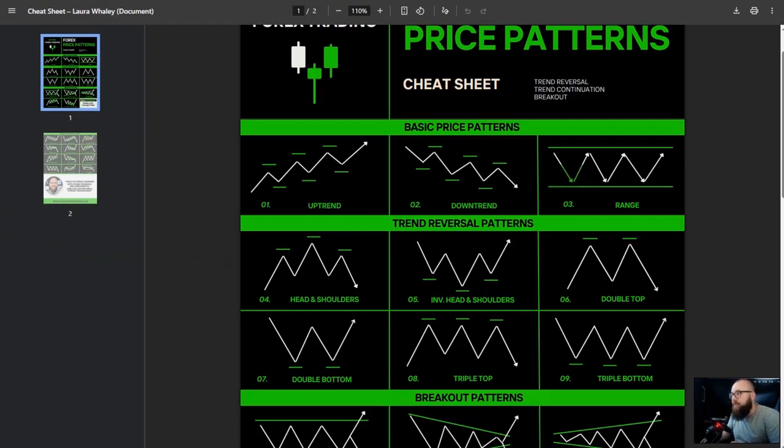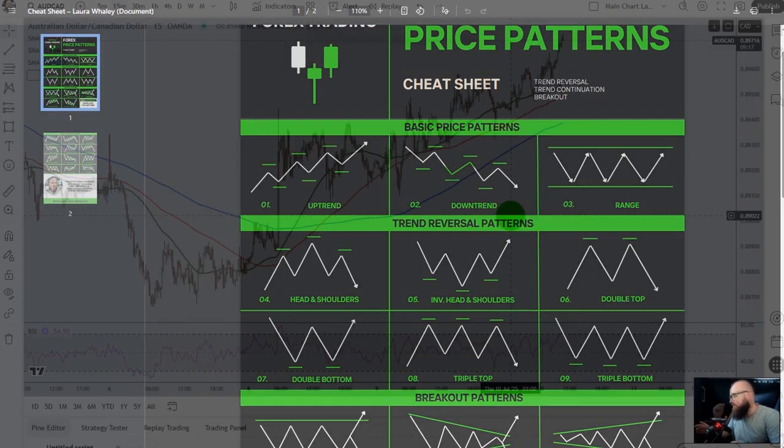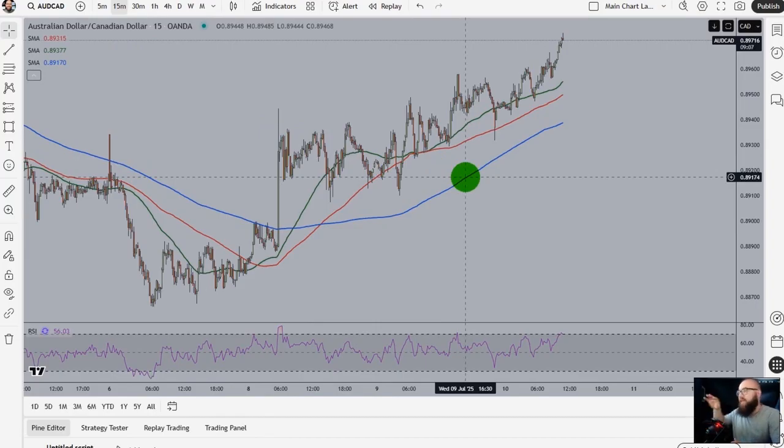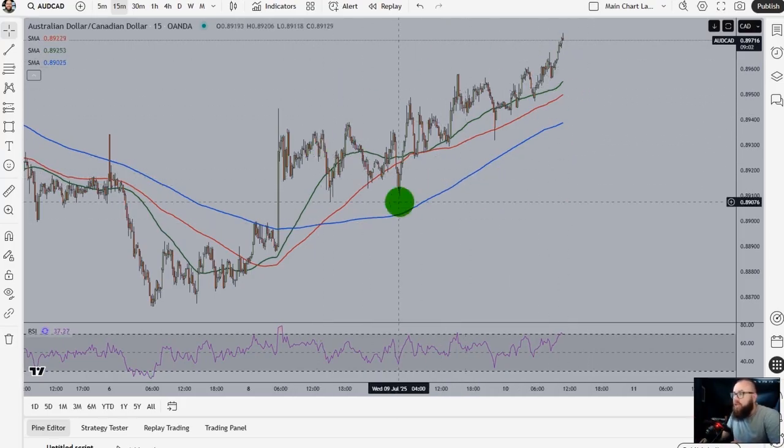So let's bring up TradingView and let's go through these first 3 patterns, which are basic price patterns. So this is Australian dollar, Canadian dollar. It's the 15-minute chart. As mentioned already, I have not pre-prepared any charts, so please bear with me as I find these things with you. But let's start with an uptrend, which is showing here on Australian dollar, Canadian dollar.